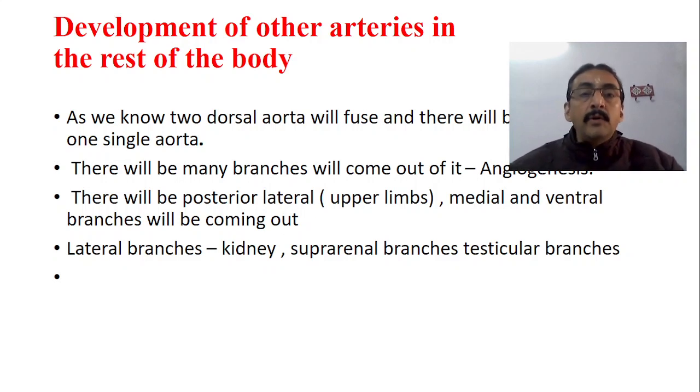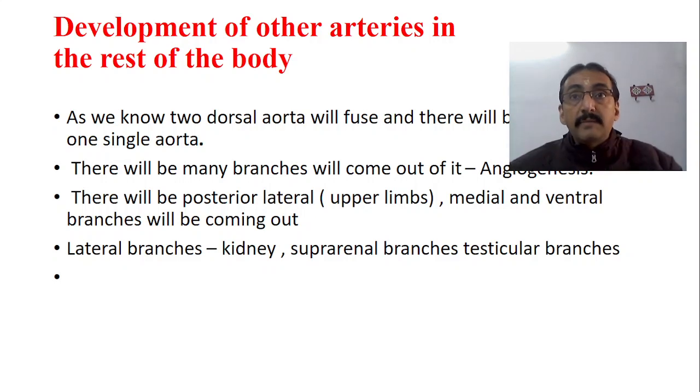As we know, two dorsal aortae will fuse and form the single aorta, as I told. If this fusion does not take place, it leads to a double aorta. From this dorsal aorta, many branches will come out of it, that is called angiogenesis. There will be posterior, lateral, medial and ventral branches coming out of it.